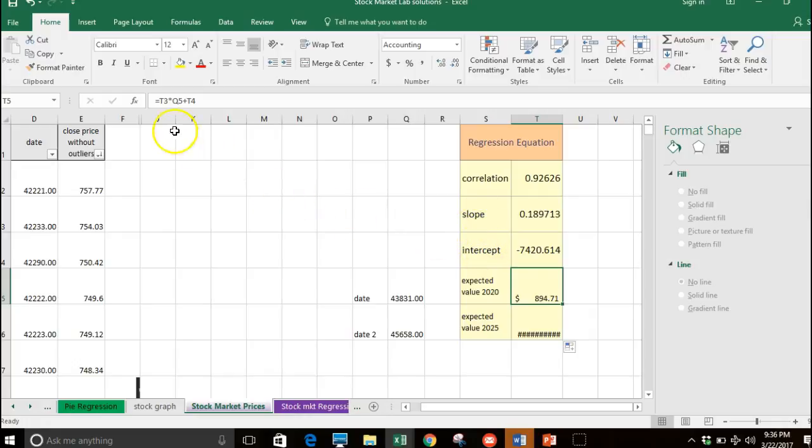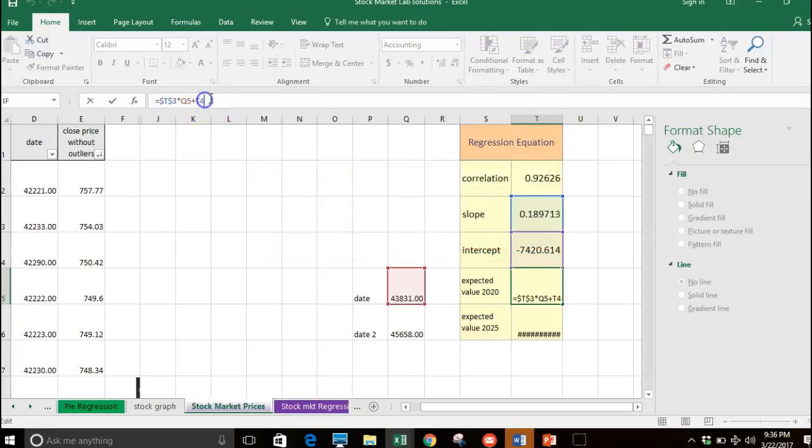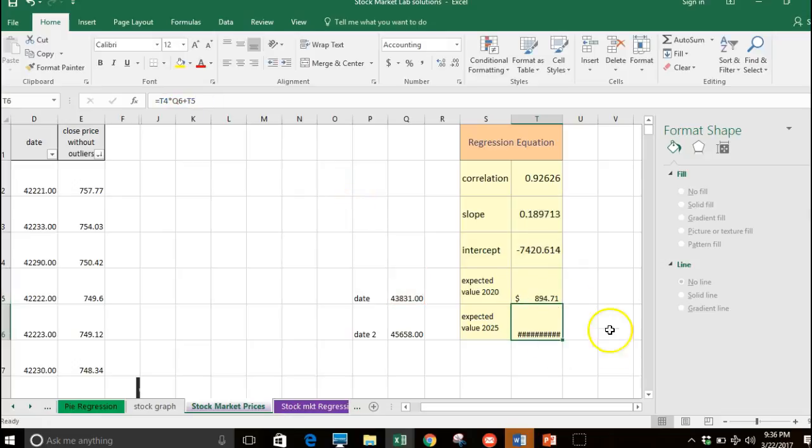So if I'm going to autofill, I first need to go back up here over to the equation bar, and I need to just hit that function F4 and make sure that the slope never changes, okay? So I'm going to absolute reference that. I'm going to also absolute reference my intercept. So now I should be able to autofill that and have it work just fine. And there it is. I hope that's clear, and I hope you enjoyed the lab.